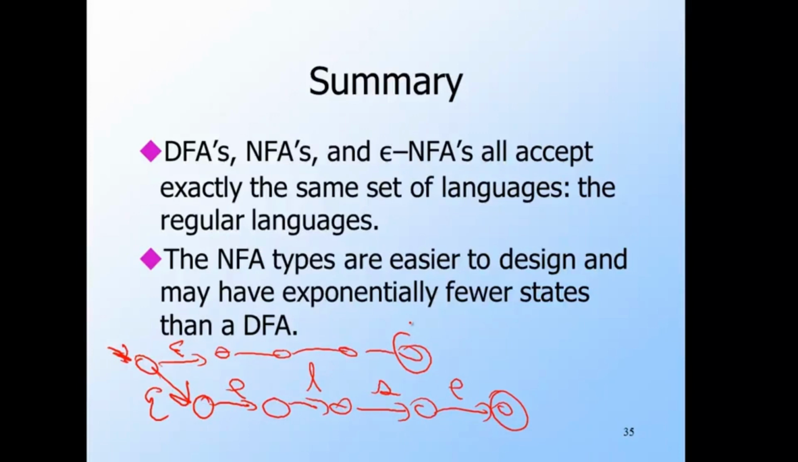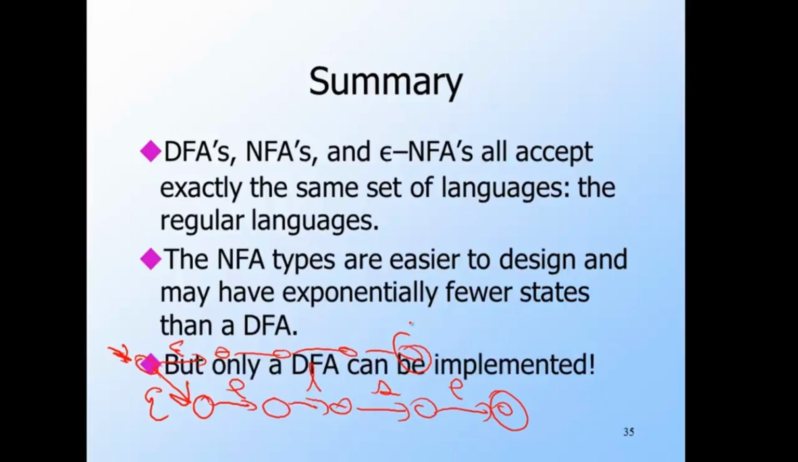And then we're going to convert them to a deterministic automaton, because the deterministic automaton is necessary if you want to actually execute an automaton. That is, only a DFA can be implemented. No one has yet invented a non-deterministic computer, although I've heard that Intel is working on it.